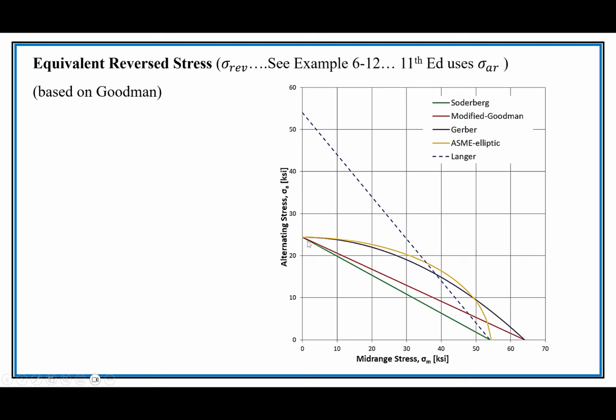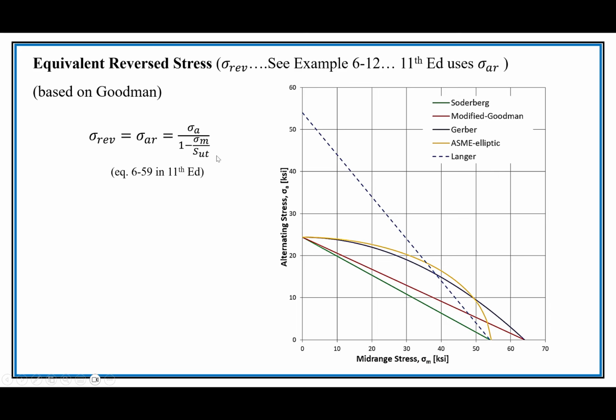All right, so here's the method I prefer. We're just going to stick with Goodman, even though you could use other methods and do pretty much the same type of thing. What we can do is plot, we have an equation right here. It's equation 6-59 in the 11th edition. It's hidden in example 6-12 where they demonstrate doing this.